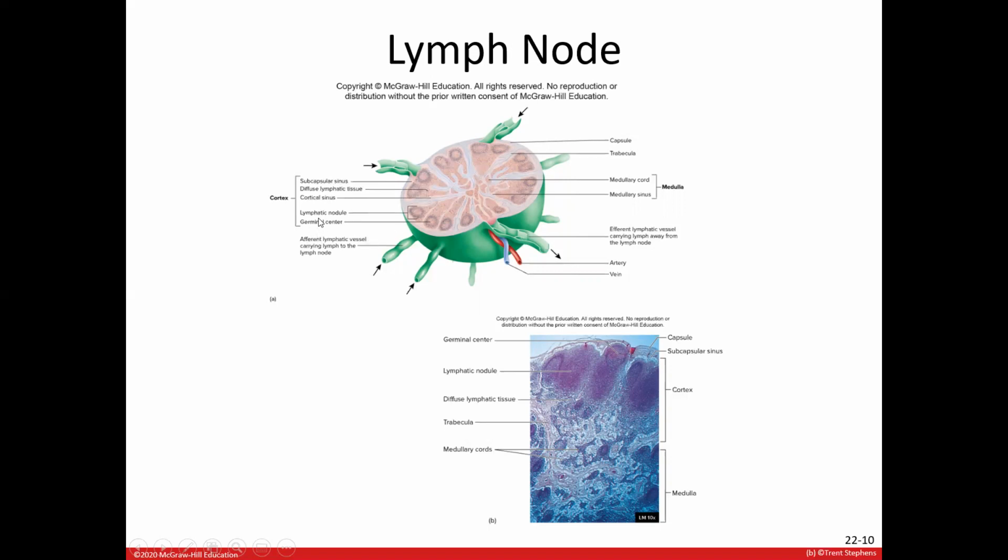Your cortex has what's called lymphatic nodules. These little circles you see at the edge of the cortex. And in those nodules, you have your germinal centers, which produce your lymphocytes, so those B cells and those T cells. Then in the middle of the lymph node, you have the medulla, which is this sort of inner space with the medullary cord and medullary sinus. And then you have your afferent vessels going into the lymph node and your efferent vessels leaving the lymph node.